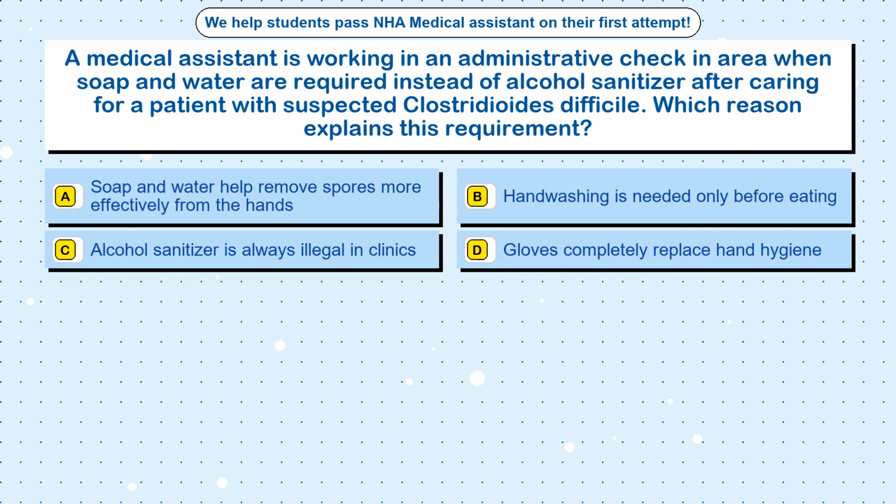Question 53. A medical assistant is working in an administrative check-in area when soap and water are required instead of alcohol sanitizer after caring for a patient with suspected Clostridioides difficile. Which reason explains this requirement? Option A. Soap and water help remove spores more effectively from the hands. Option B. Hand washing is needed only before eating. Option C. Alcohol sanitizer is always illegal in clinics. Option D. Gloves completely replace hand hygiene.